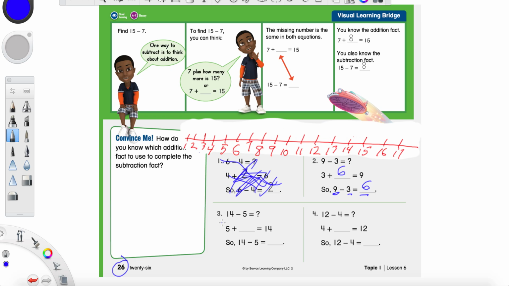All right, so with number 3, we have 5 plus blank equals 14, because this is the inverse of 14 minus 5. And inverse just means like the opposite, but they kind of equal out the same. They're like brother and sister type deal. That's actually a really good way to think of it. Think of them as brother and sister, okay?